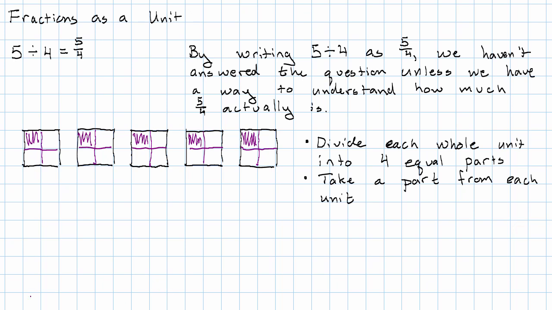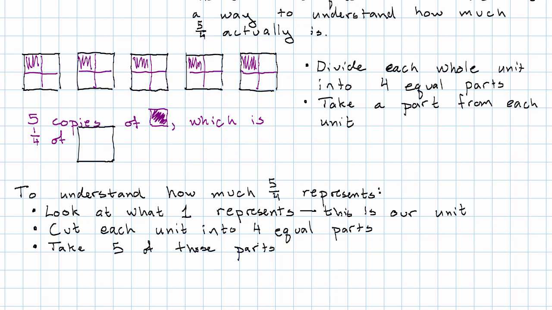What we've done here is to take 5 copies of the small square, which is 1/4 of the large square. And this gives rise to our second understanding of fractions. To understand how much 5/4 represents, we should first look at what 1 represents. That's our unit. Then we cut each unit into 4 equal parts and take 5 of those parts.